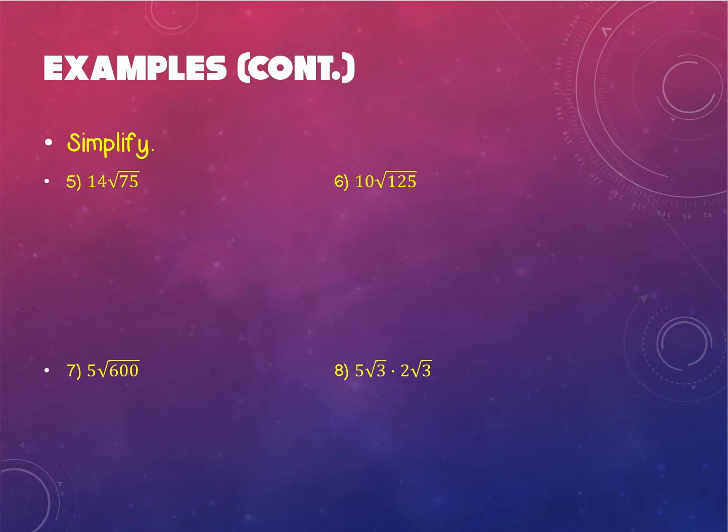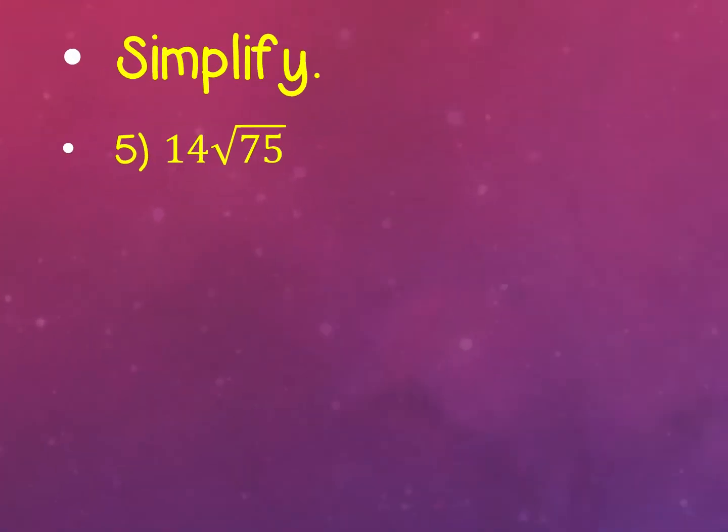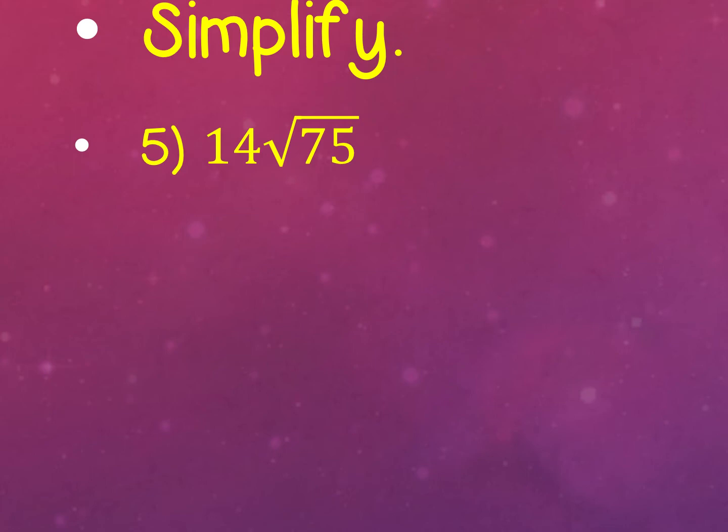Example 5, we've got a 14 outside of the radical and a 75 inside. So the 14 is going to stay outside. But now I got to break down the 75. I could choose to do 5 times 15, but I'm going to do 3 times 25. When I see 75, I think about 3 quarters. So 25 times 3 will give me 75.